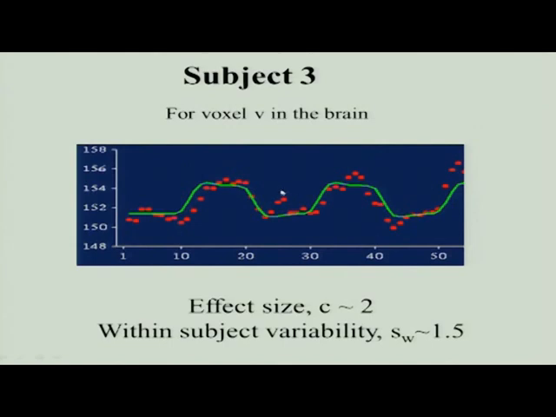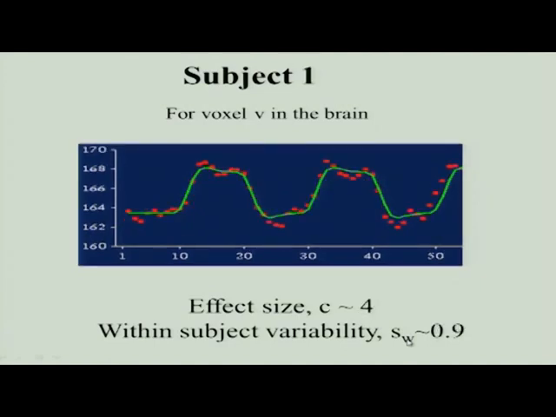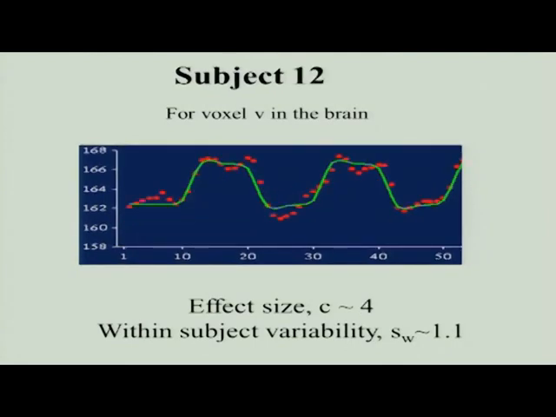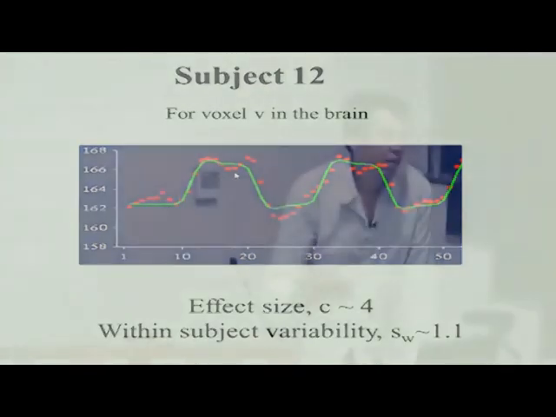For subject 3, we can see here that the model's not fitting so well in some parts of the time series. So on average, this subject has a bigger within subject variability than subject 1. And we can do this for all subjects. So subject 12, the model is fitting quite well here. So they have a lower within subject variability.